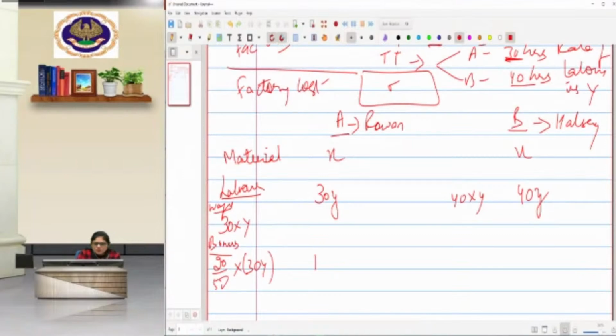It will be 12Y in the case of A. This is to be done. I hope you have understood. So bonus is as per the Rowan plan if we talk about A. So 20 is the time saved. Rowan plan says time saved by time allowed. So time saved is 20 and time allowed is 50 into 30Y. So they say time saved by time allowed into time taken into rate per hour.